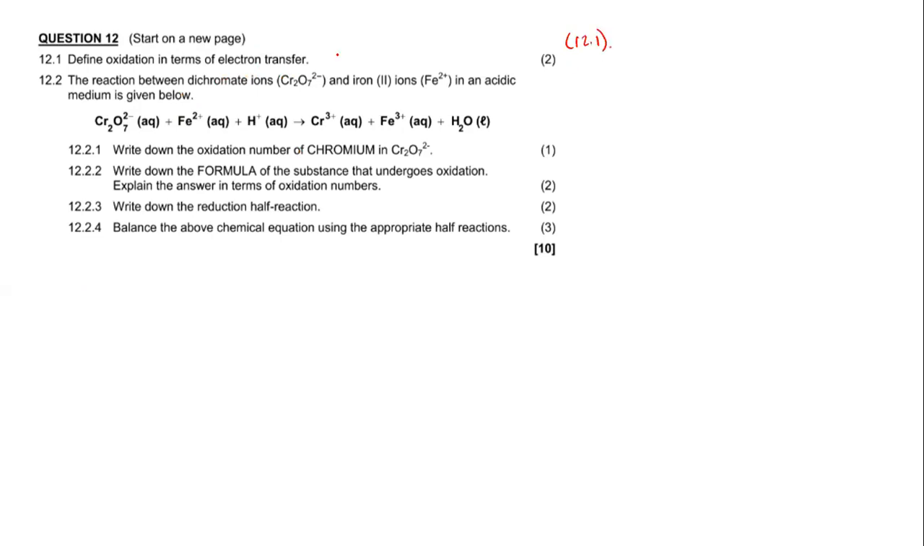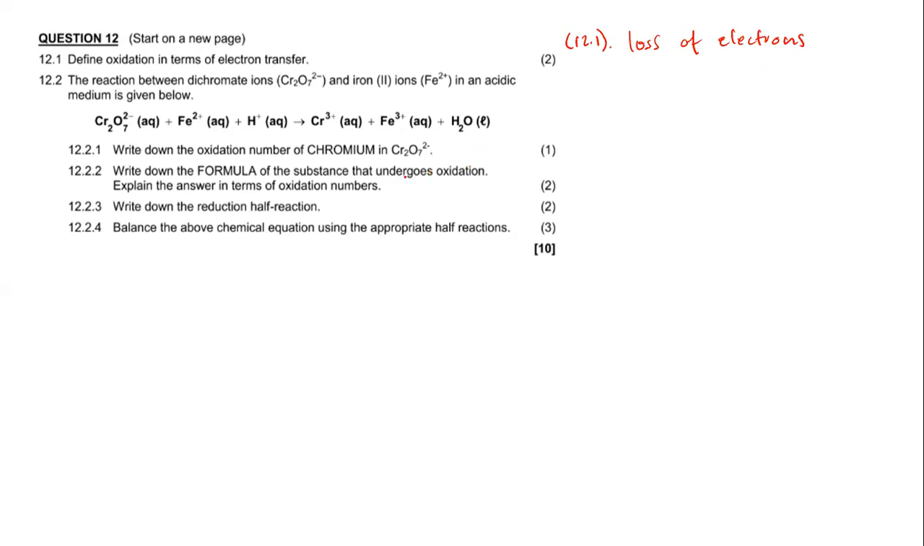12.1. Oxidation in terms of electron transfer. It is the loss of electrons. Easy as that. That's how we define it. This is the oxidation in terms of, I'm emphasizing, guys, oxidation in terms of electron transfer. This is how we describe it.